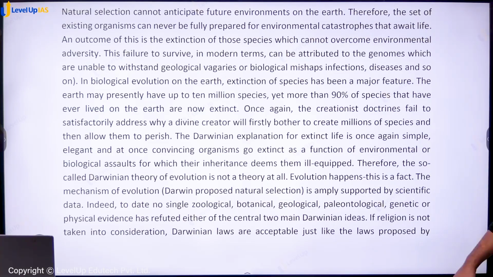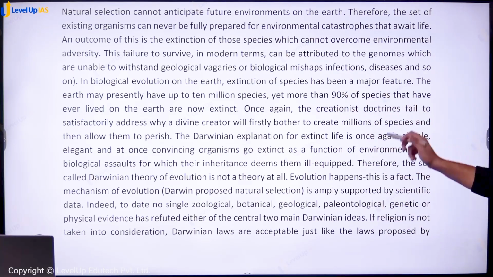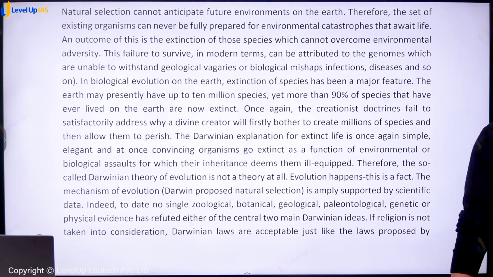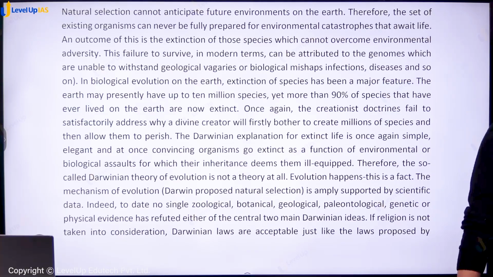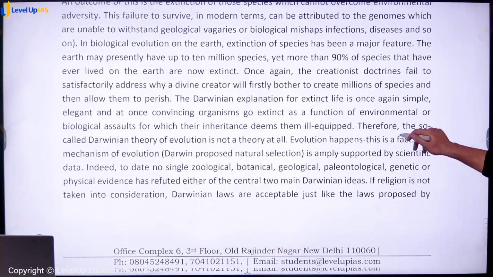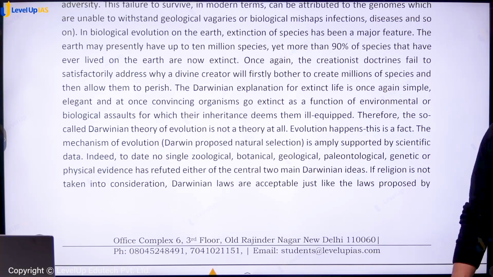Okay. In biological evolution on the earth, extinction of species has been a major feature. Of course, the earth may presently have up to 10 million species, yet more than 90% of the species that ever lived on earth are now extinct, because there have been several episodes of mass extinction, at least 5, and 6th one they are saying is ongoing. Once again, the creationist doctrines fail to satisfactorily address why a divine creator will firstly bother to create millions of species and then allow them to perish.